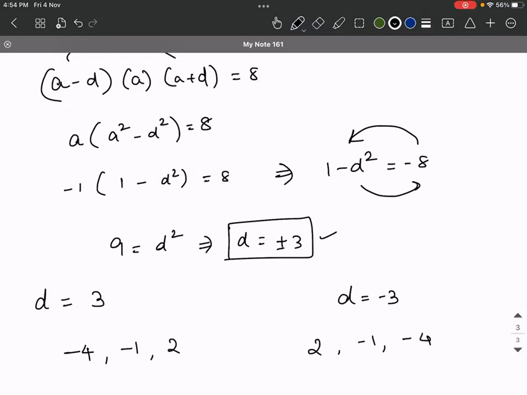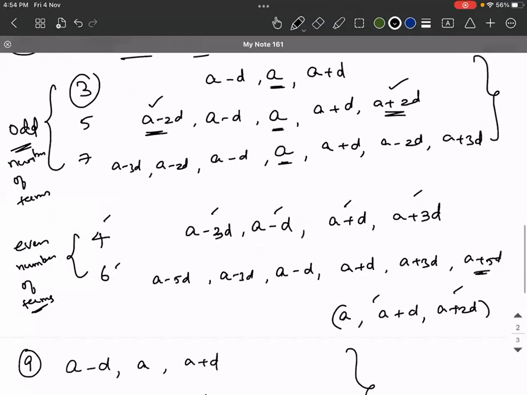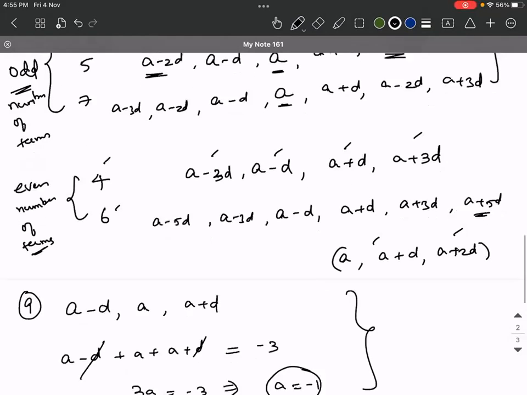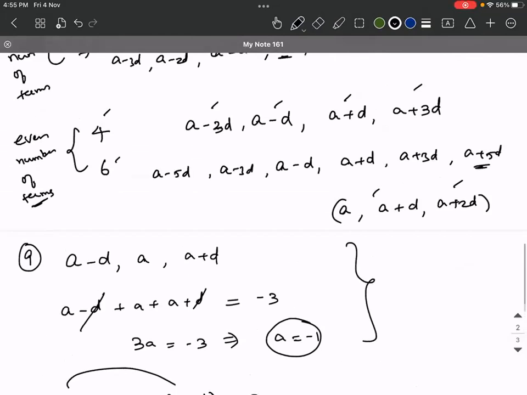Okay. The next question is. Can I just show the pattern for even number of terms? Yeah. Shall I proceed? Yes, sir.